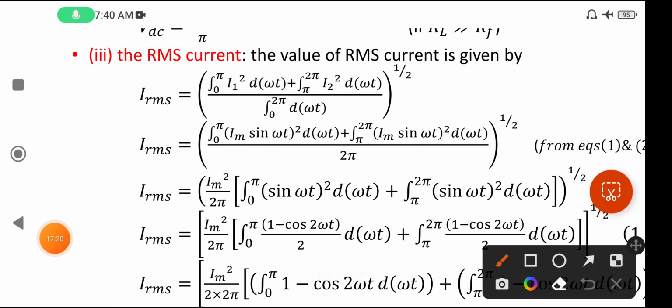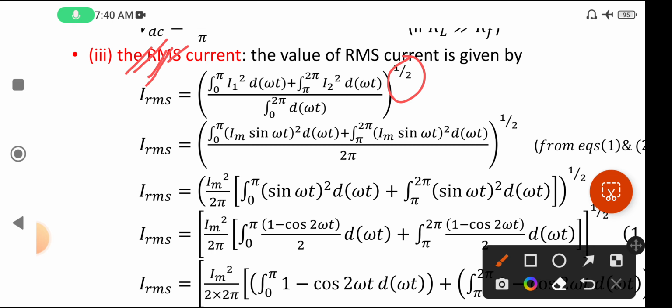And now the RMS current. RMS current means it is an AC current, a pulsating current. Pulsating current is also called RMS current, or pulsating voltage is also called RMS voltage. RMS means root mean square. So first take the root. Whole power 1 by 2 means it is the root.